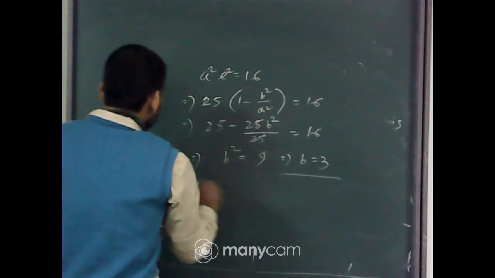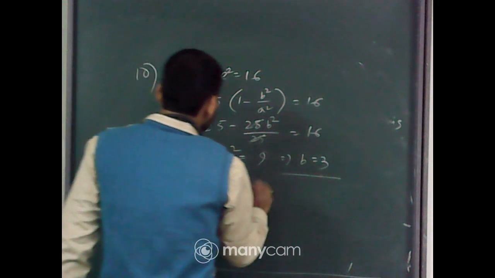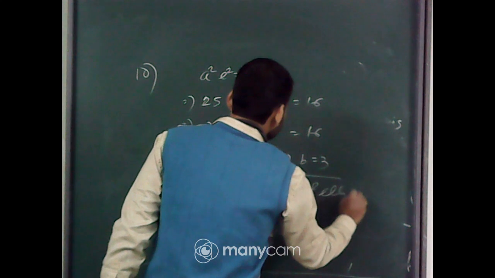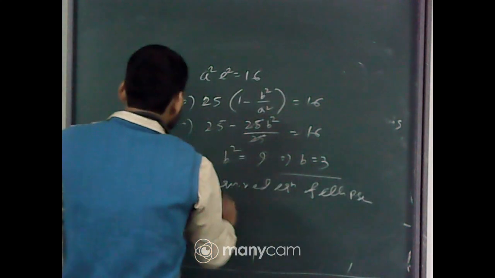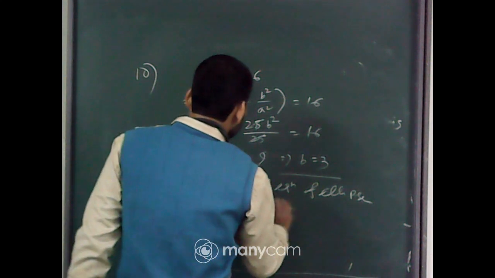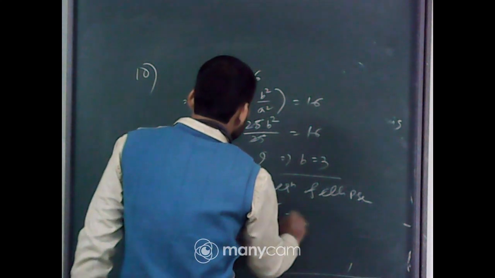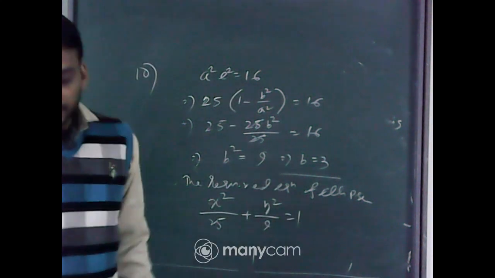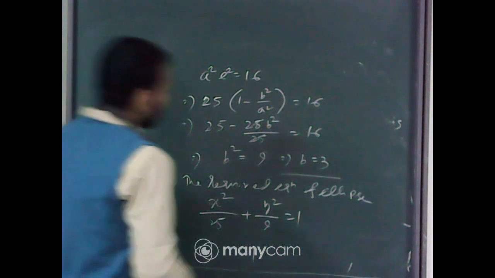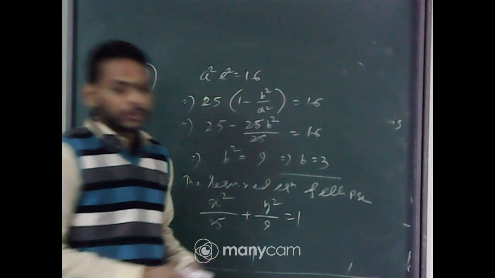Therefore the required equation of ellipse, that is x square by 5 square, so 25 plus y square by b square, that is 9, equals to 1. X square by a square, that is x square by 25 plus y square by b square, that is 9, equals to 1.